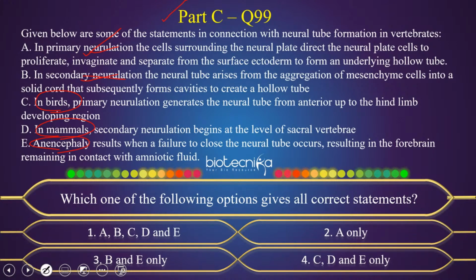Okay, no problem, Amit. We will see about that. It results when a failure to close the neural tube occurs, resulting in the forebrain remaining in contact with the amniotic fluid. So definitely there will be a difference in what happens over there, right? So all these topics come under what we discuss in classes.